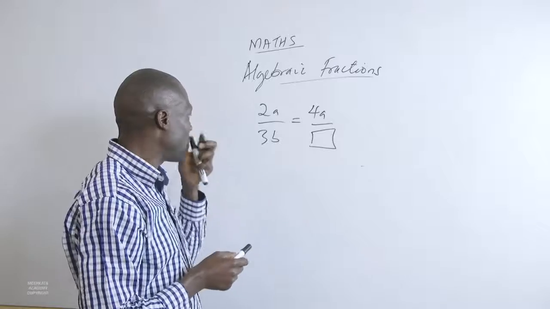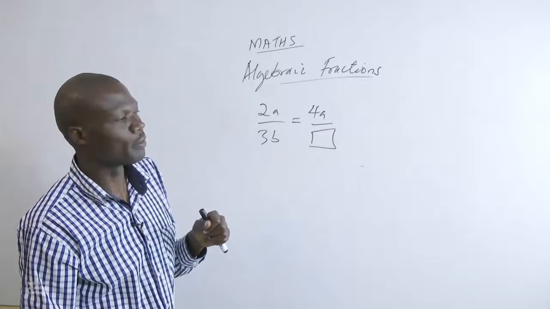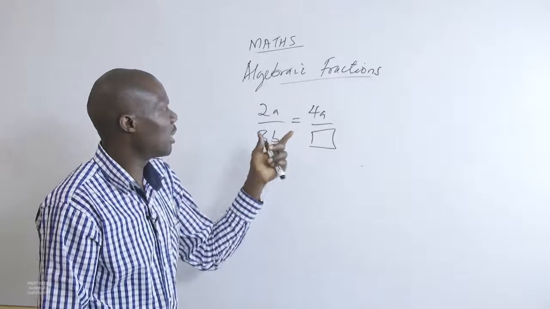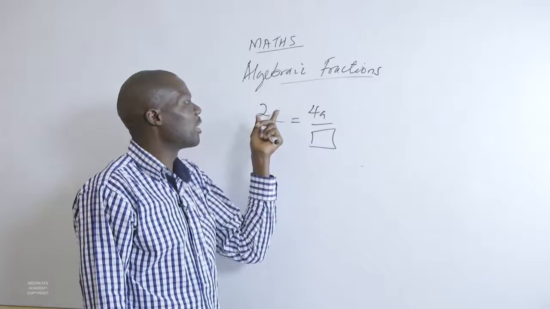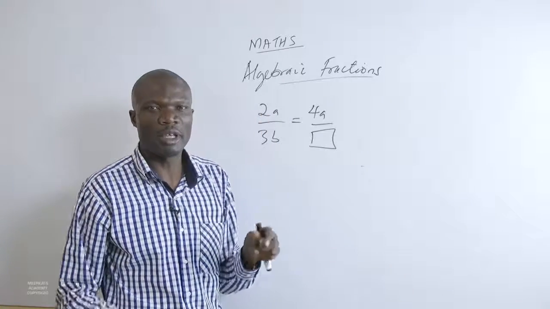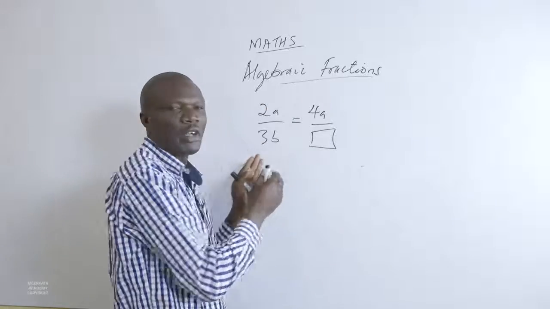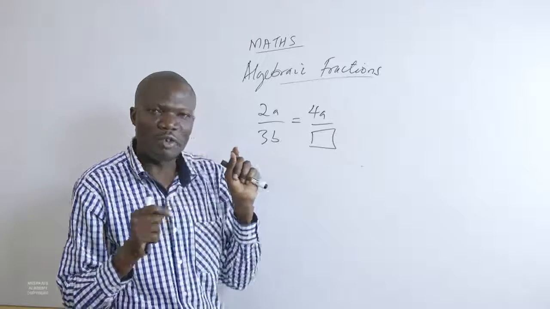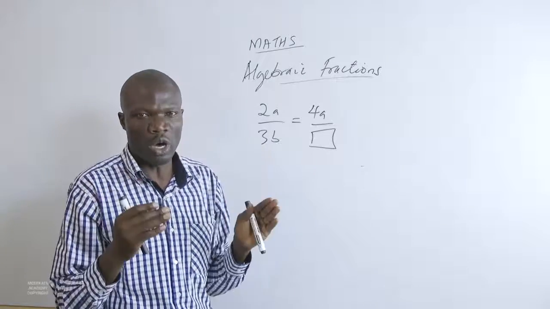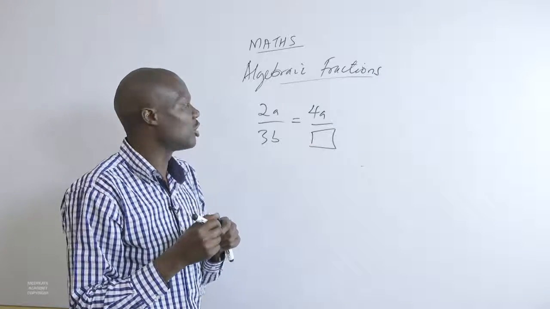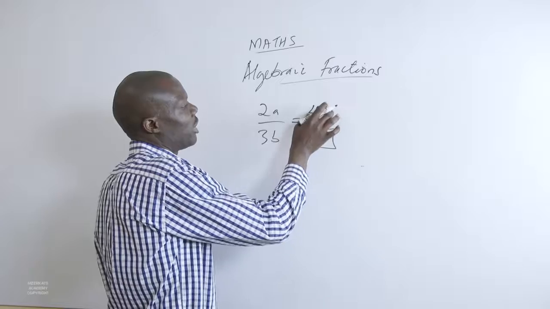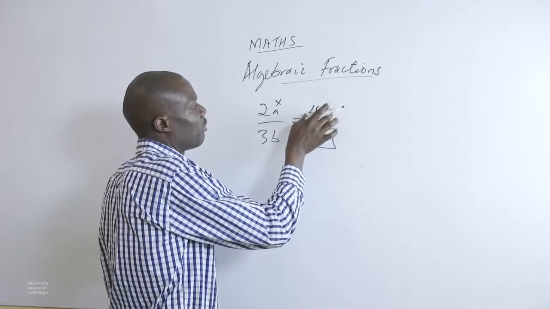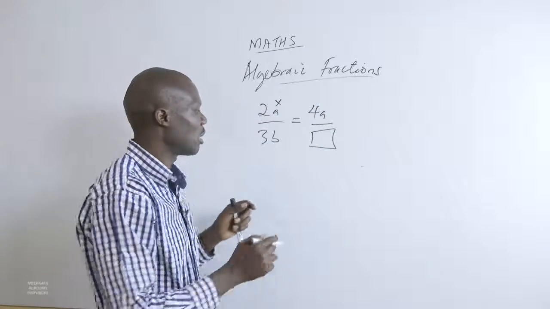We are asked to fill in the missing number or expression. The term that is missing will only be found when you handle these two. So, given that this left-hand side and right-hand side are equivalent fractions, what is missing? For us to obtain this, it means we multiply by a certain number. So take 4a divided by 2a to get what is missing.